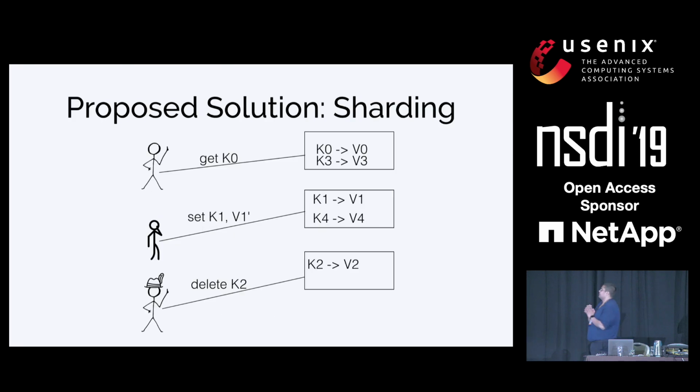So one proposed solution to scaling these is, hey, instead of running one key value store, let's run n key value stores. Now, running n has two benefits. The first one is, remember I said you could have consistency semantics.